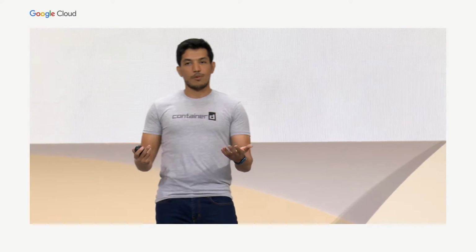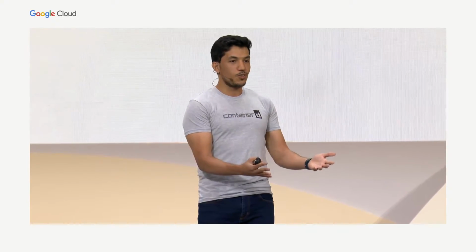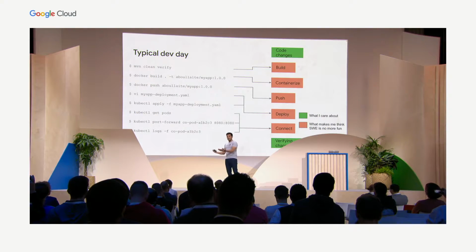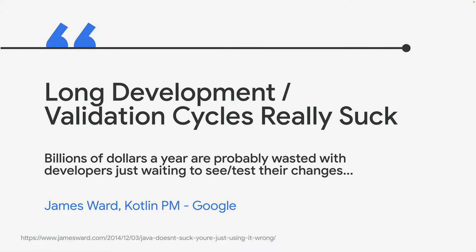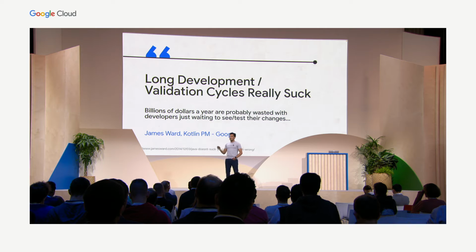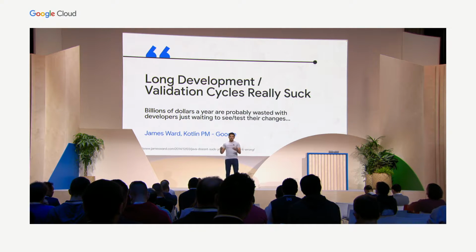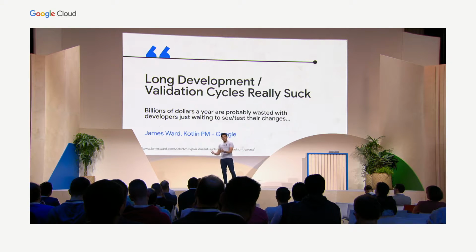However, we as developers don't care about all the steps, right? We only care about making changes and checking that the code we wrote works according to expectation and does the job that we needed it to do. And in 2014, a dear friend, James Ward, a Kotlin PM, wrote that long development and validation cycles really suck. So when a developer spends a lot of time waiting to see and test their changes, their productivity will eventually plunge, and it will affect the business.